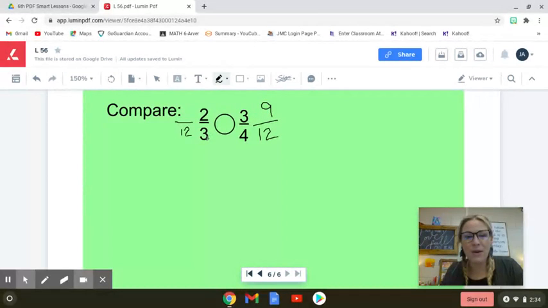Going over here now, 3 times what is 12? So 3 times 4 is 12. 2 times 4 is 8. I can't help but laugh because I didn't even realize this. I'm almost positive we just did this problem. 2/3 and 3/4.